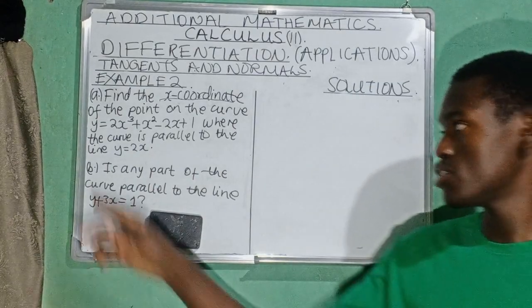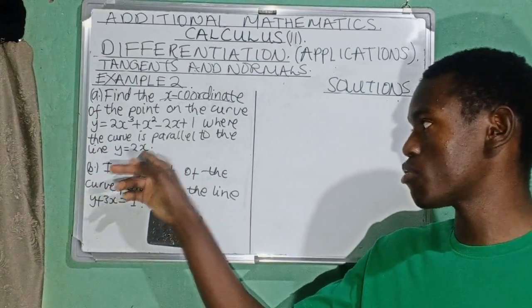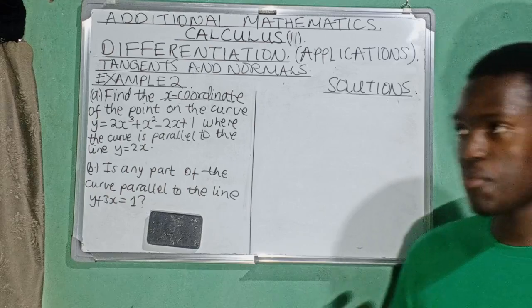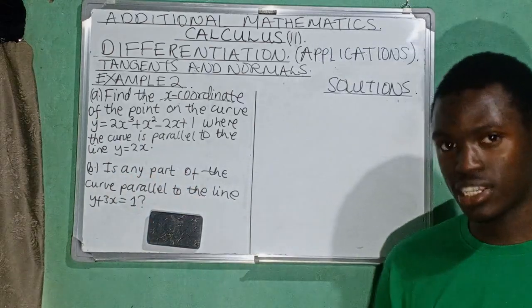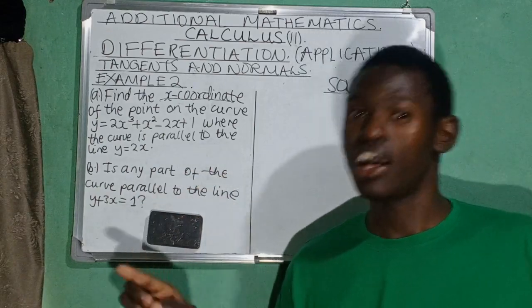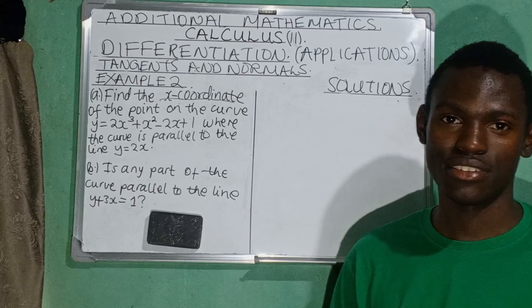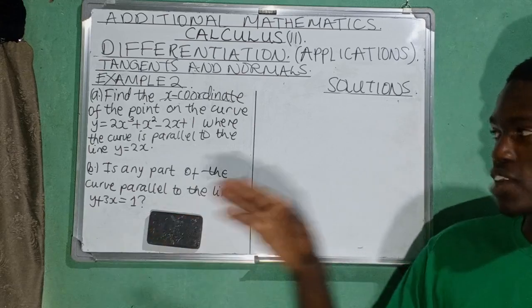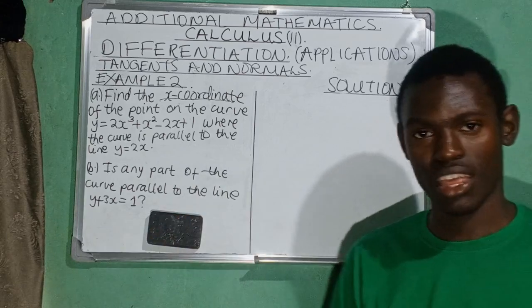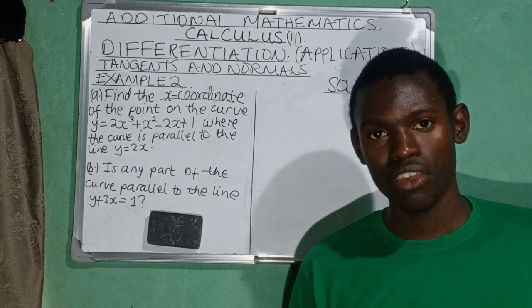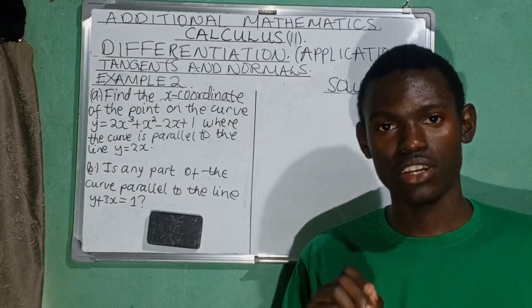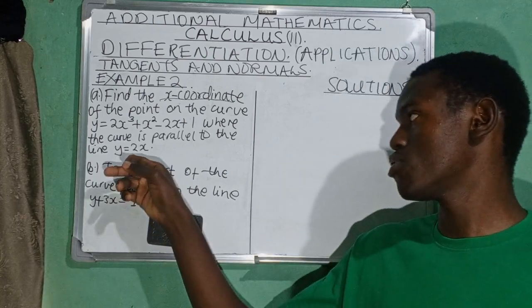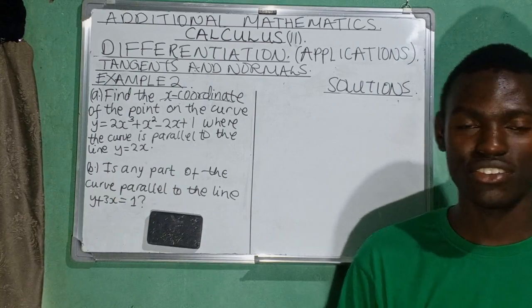It means that the gradient of this line, because of the word parallel, is the same as the gradient of the curve at that point. So there's a particular point on the curve which will give us a gradient that is equal to the gradient of the line y is equal to 2x.